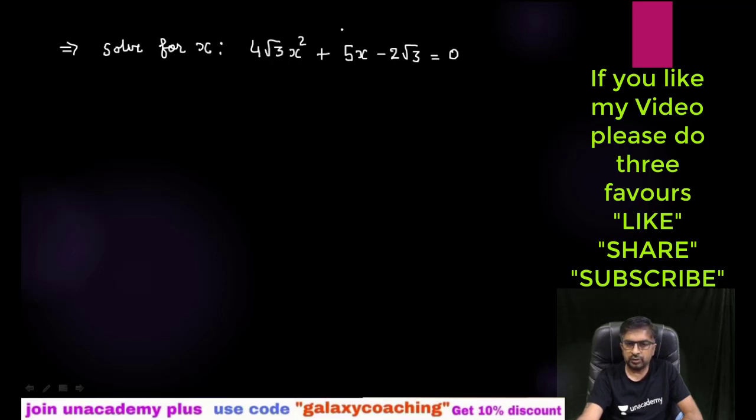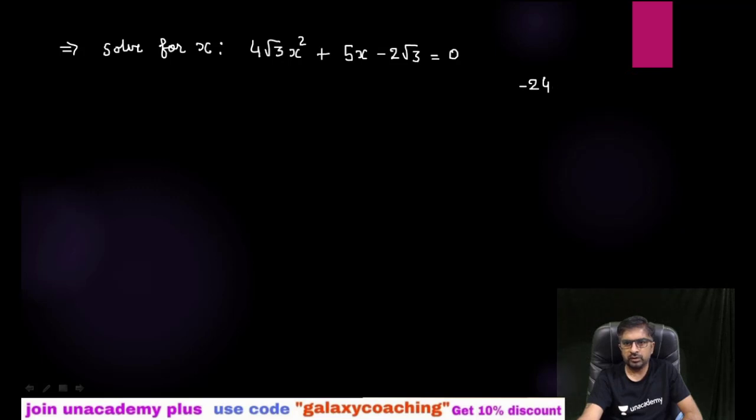Let us start. For splitting the middle term, you need to multiply the first term and the last term. 4 twos are 8 and root 3 into root 3 is 3. 8 threes are 24, but the negative sign is here, so minus 24. Now you need to take out factors of minus 24 in such a way that you get 5 as your answer. So plus 8 into minus 3 will give you minus 24, and 8 plus minus 3 will give you positive 5.